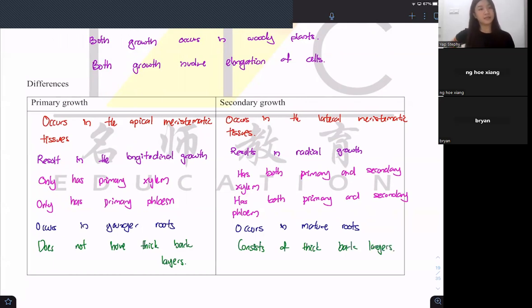Okay, that's all, like this. So you all come to see. These are the differences between primary growth and secondary growth. Later we'll learn about the tree growth curve.